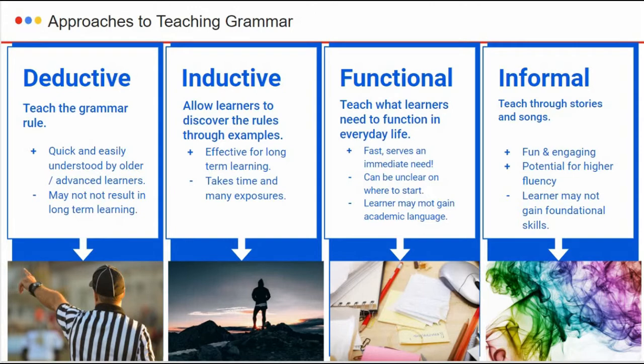The functional approach teaches what learners need to function in everyday life. It's fast and serves an immediate need, but it can be unclear on where you need to start, and the learner may not gain academic language. Finally, we have the informal approach, which is where you teach through stories and songs. This is very fun and engaging, and it can potentially help the students with their fluency, but they may not gain the foundational skills they need.